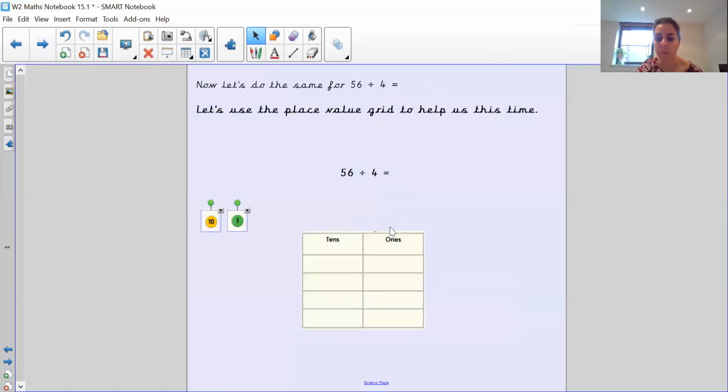So can you, on your whiteboard or on a scrap piece of paper, draw your 10s and your 1s columns? And you've got 4 rows because it's divided by 4. You need to have 4 rows. I'd like you to pause the video there and draw that for me.